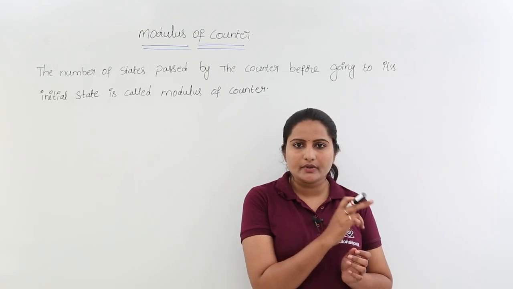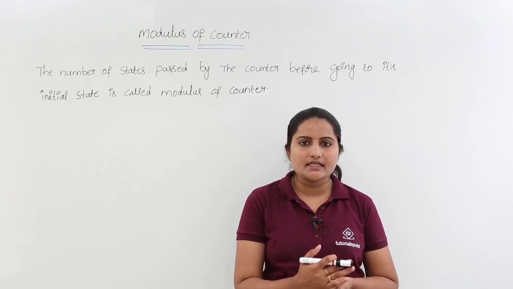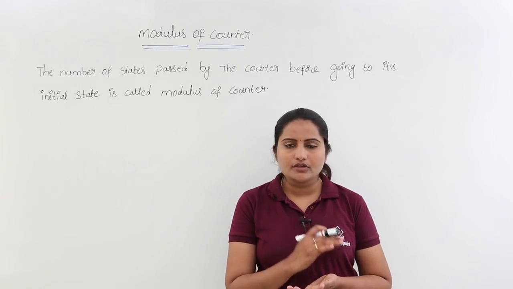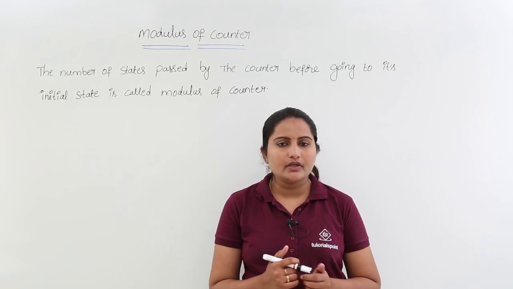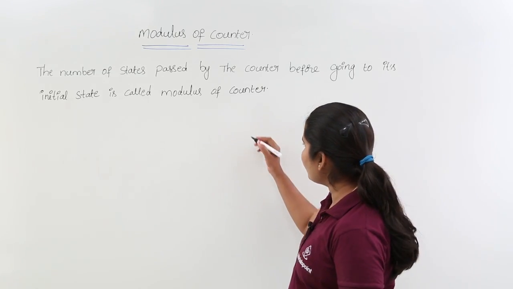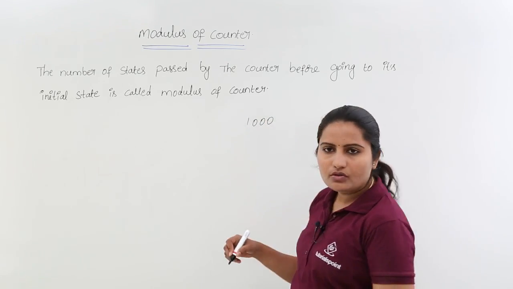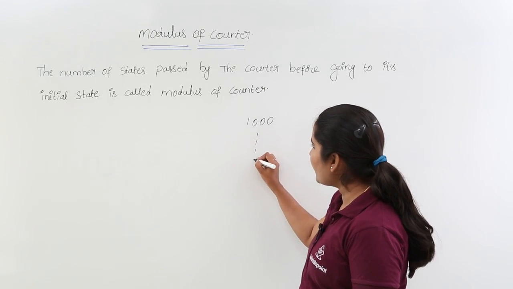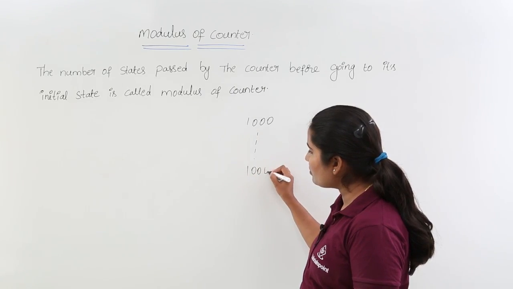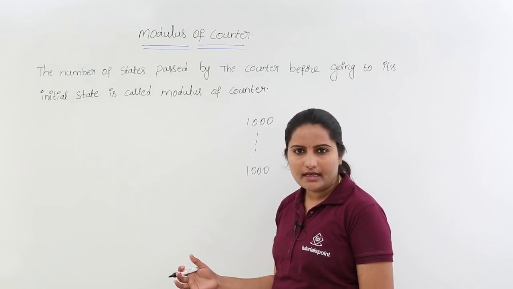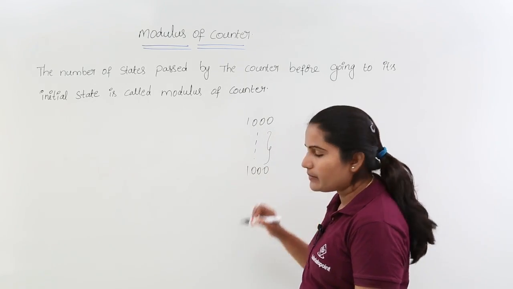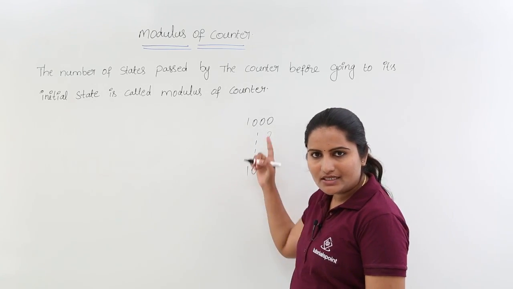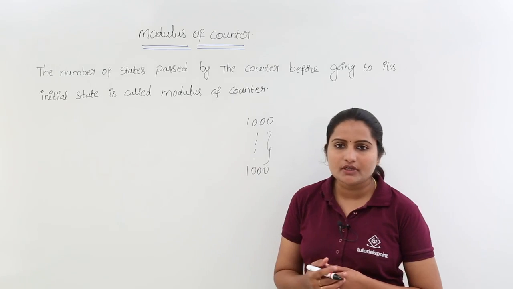The value prefixed with mod means the number of states passed by the counter before reaching its initial state, and that is called the modulus of that particular counter. For example, a counter keeps on counting from the initial state 1000. With n bits it is going to count 2 power n states. So it is counting, and it got 1000 again after completion of one cycle. The number of clock pulses, that is, the number of states passed by this counter before reaching its initial state, is called the modulus of that particular counter.